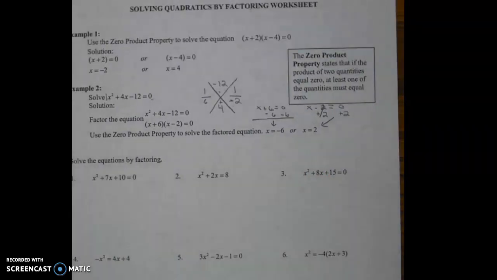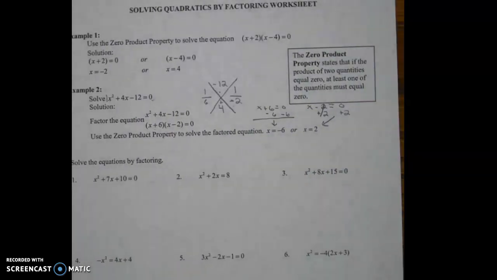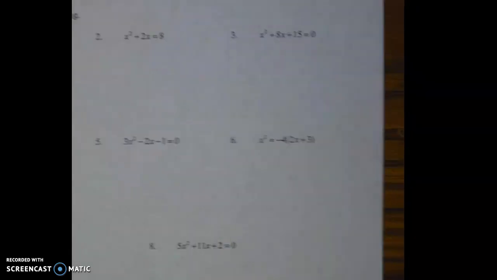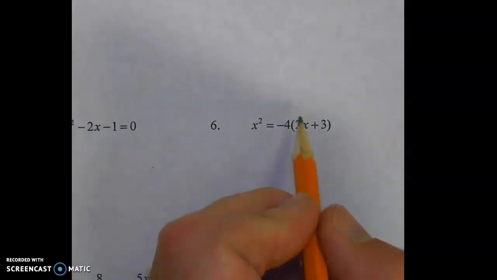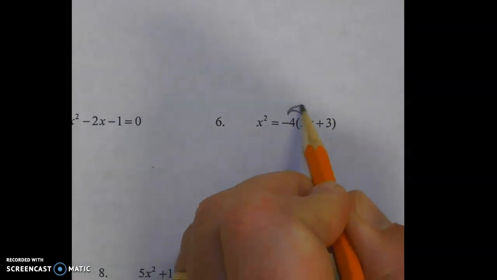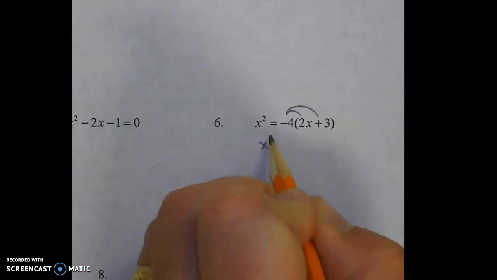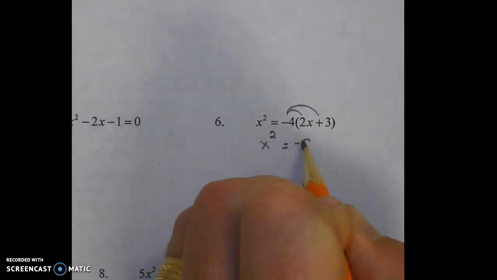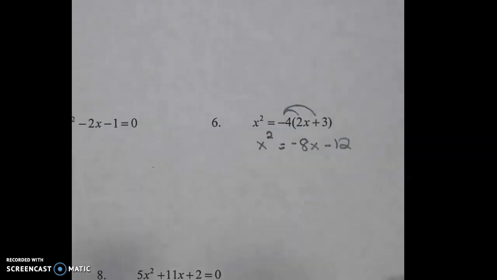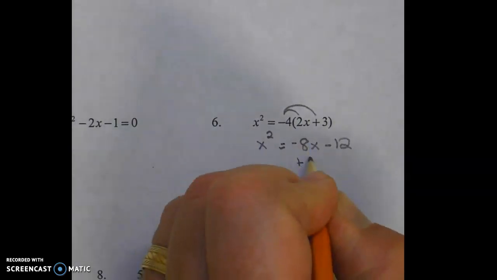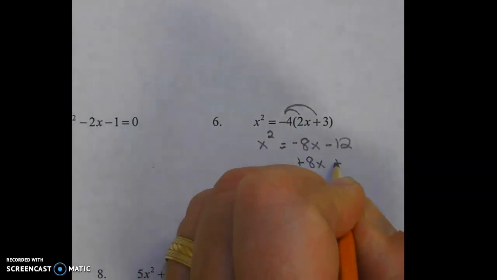Okay, so let's take a look at another example. Let's take a look at number 6 here on this worksheet. We want to get this in standard form, so we're going to have to do a little simplifying here. So we'll distribute. Then we're going to set this equal to 0, get it in standard form. So we're going to have to cancel this side out over here.